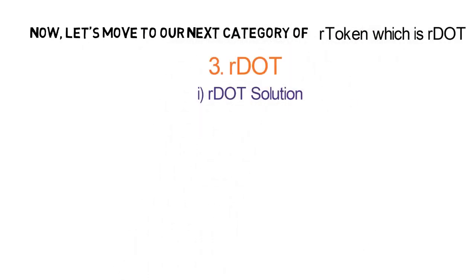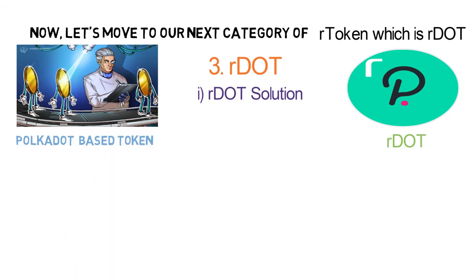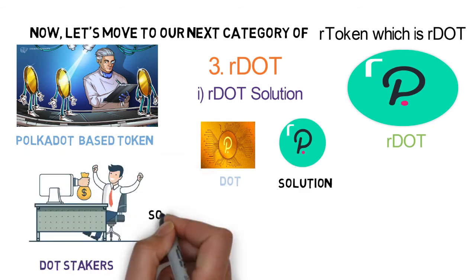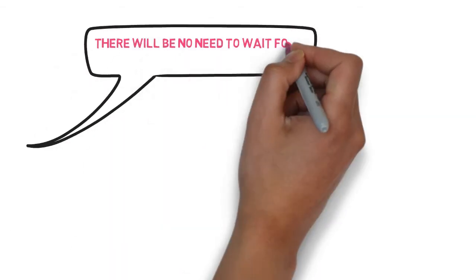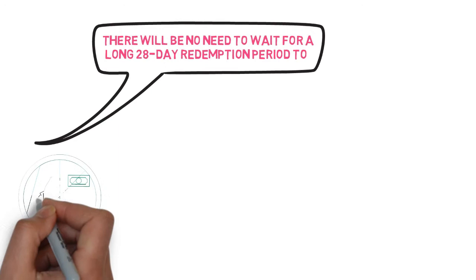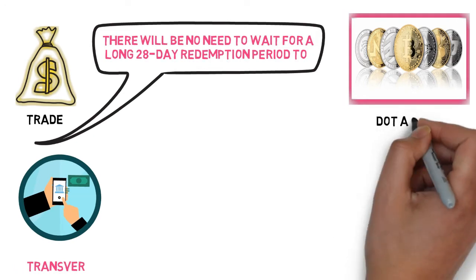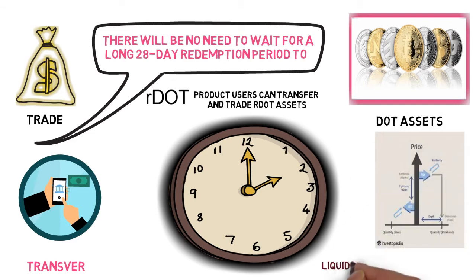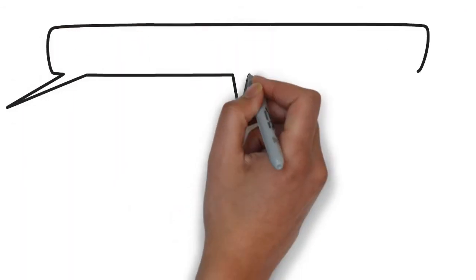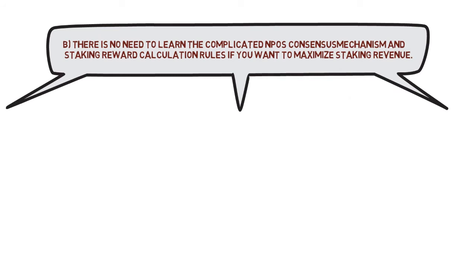3. rDOT. The rDOT product is to solve the staking liquidity for Polkadot mainnet token DOT, and rDOT solution can help DOT stakers solve two prevalent problems. There will be no need to wait for a long 28-day redemption period to transfer or trade staked DOT assets. With rDOT products, users can transfer and trade rDOT assets at any time to enjoy liquidity and hedge price risks. There is no need to learn the complicated NPOS consensus mechanism and staking reward calculation rules if you want to maximize staking revenue.